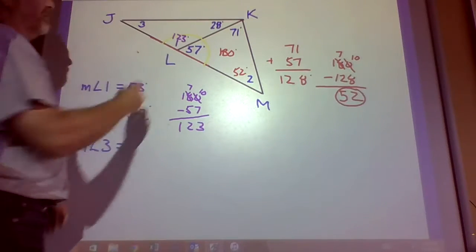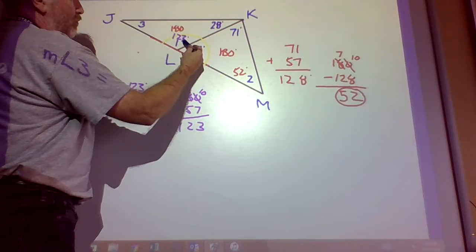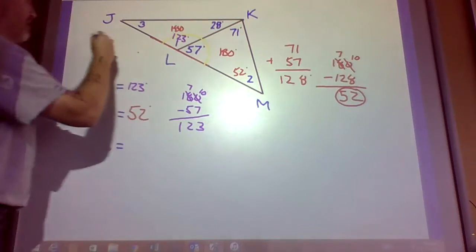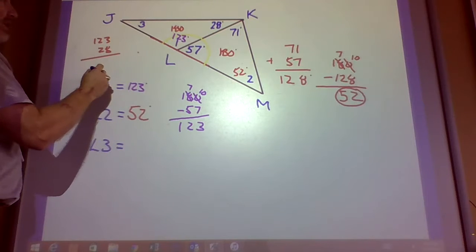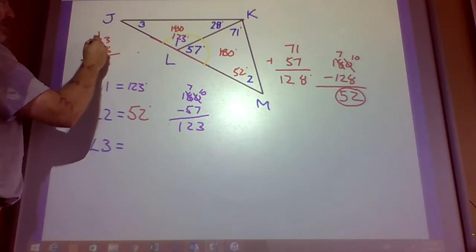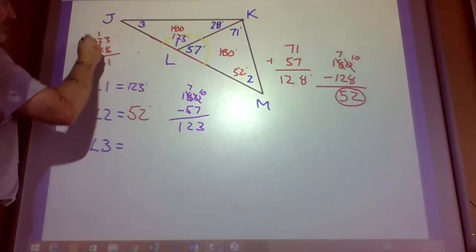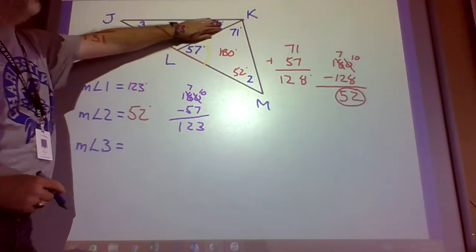Or most people are going to use this one because this triangle's got to be 180 as well. So you're going to use the 123 and the 28. And so I add those together, and I would get 3 and 8 make 11, carry the 1. 1, 2, and 2 make 5, and 151. So these two guys are 151 together.